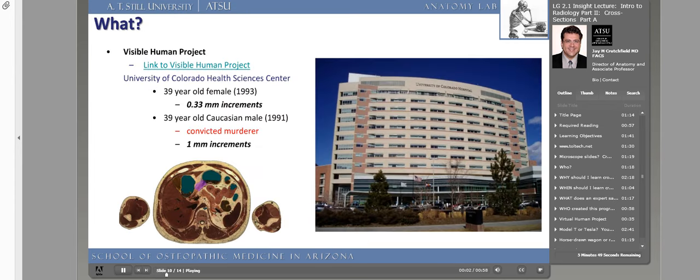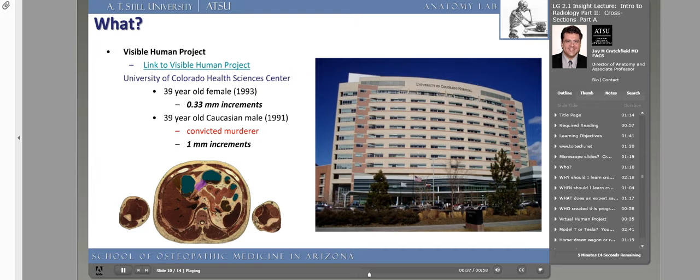So where does all this information come from that's used to teach cross-sectional anatomy? It originally came from the Visible Human Project around 1991 at the University of Colorado Health Sciences Center by Dr. Vic Spitzer. There, a convicted murderer who, after being executed, was embalmed and placed in epoxy, was sawed into 1 millimeter increments. Those are the images you'll see on the computer program VH Dissector Pro, which we have available to you in the virtual anatomy lab.